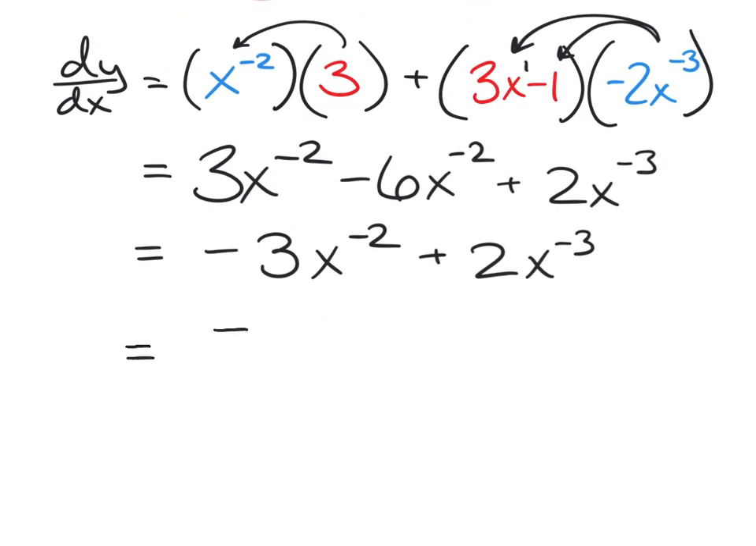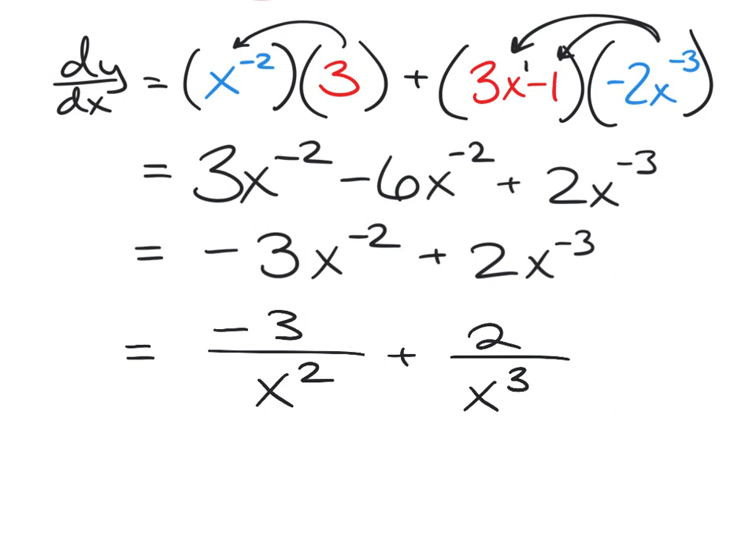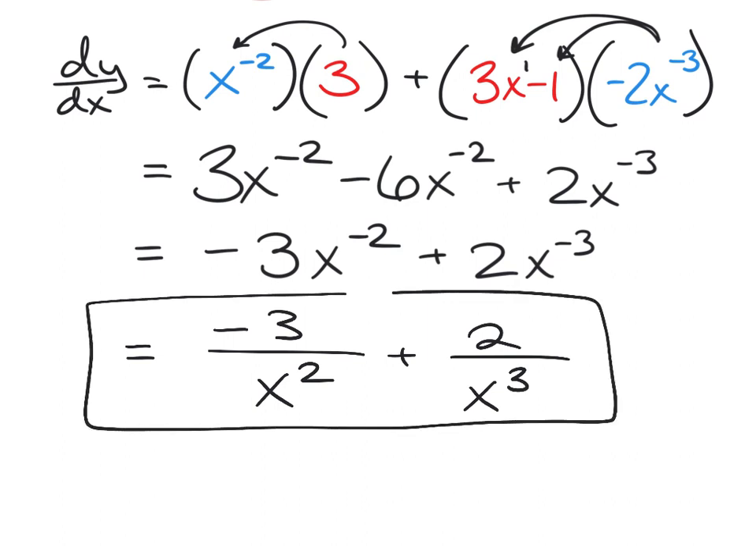Last step here for cleaning it up, this would be negative 3 over x squared plus 2 over x cubed. And that's the derivative. Notice again, it does say dy dx, so every time I say equals after that, I'm talking about the derivative itself.